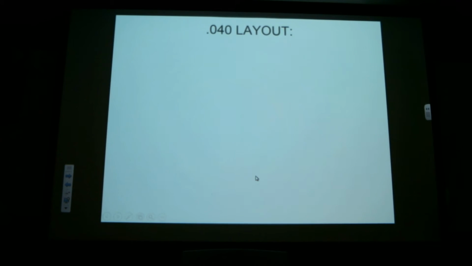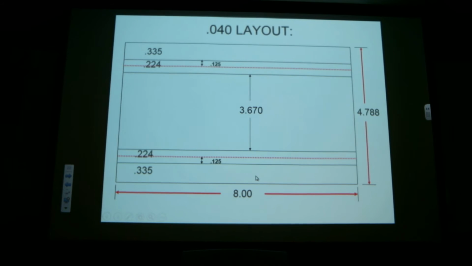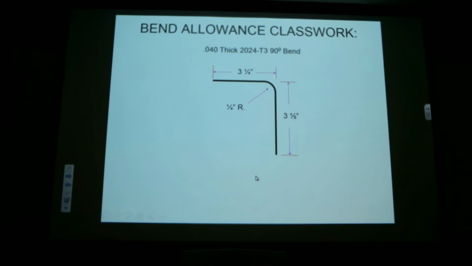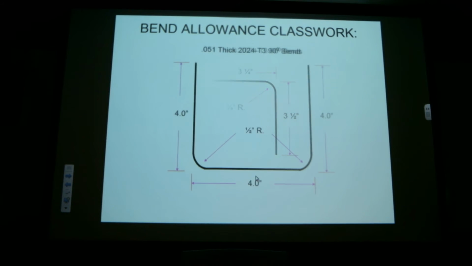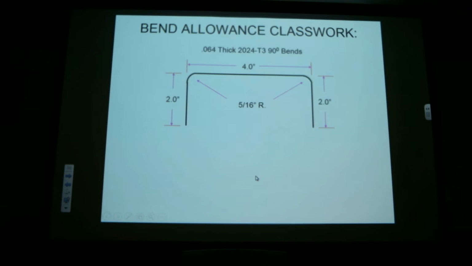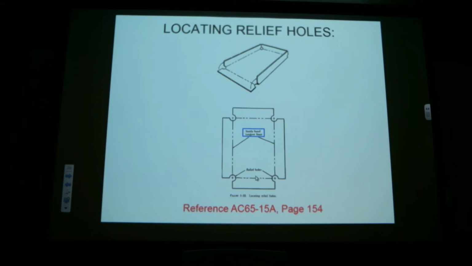Alloy 2024 T3 is alloyed with what primary alloying element? Copper. Is that heat treatable? Yes. How about alloy 7075? Is that heat treatable? Yes. What's the primary alloying element in 7075? Zinc.